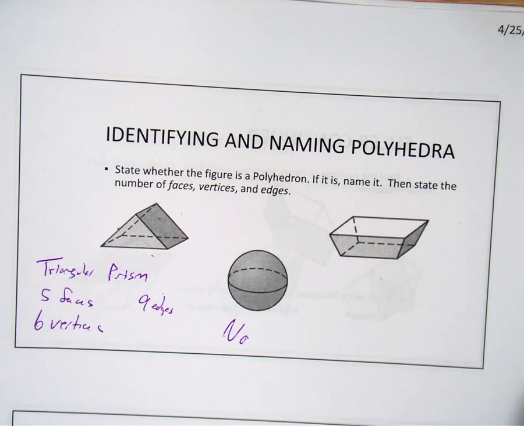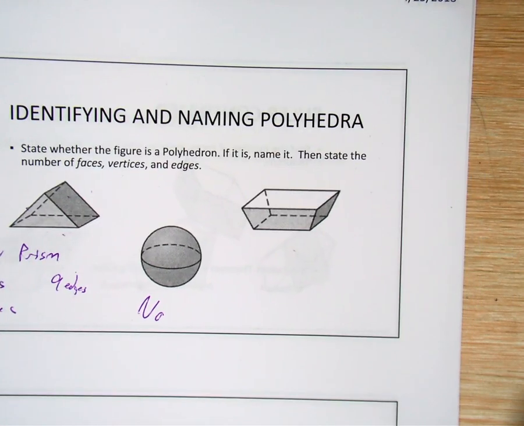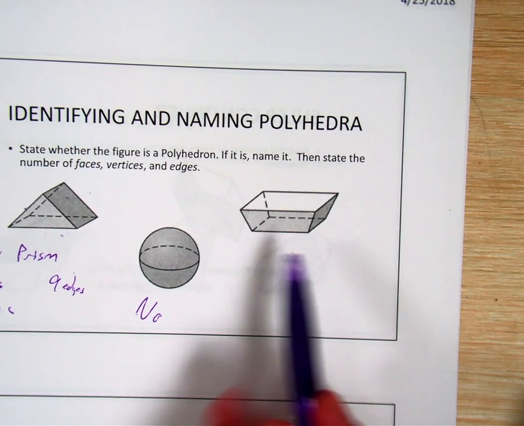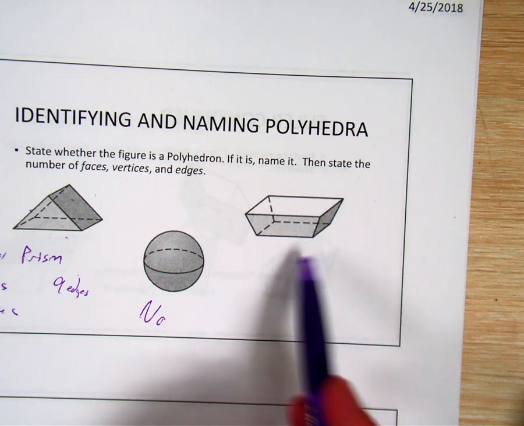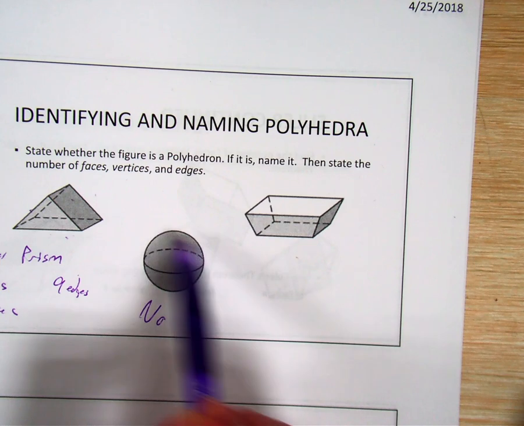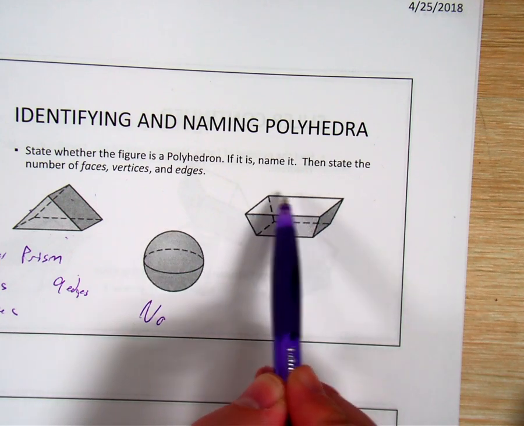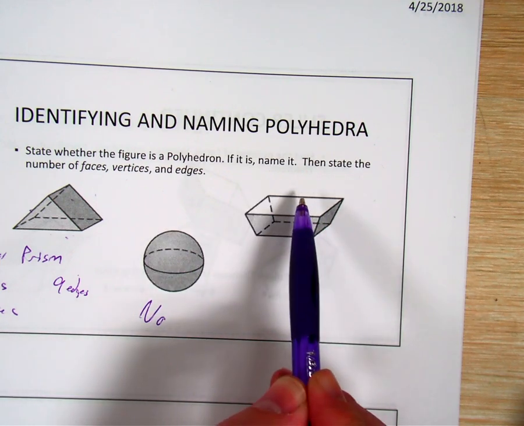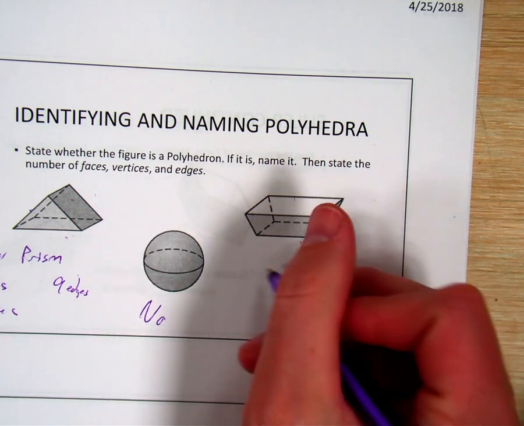Okie dokes. And our next one here is going to be a rectangular prism. We got a rectangle and a rectangle there. And we're going to have 1, 2, 3, 4 rectangles on the sides and a top and a bottom. So we're going to have 6 faces.